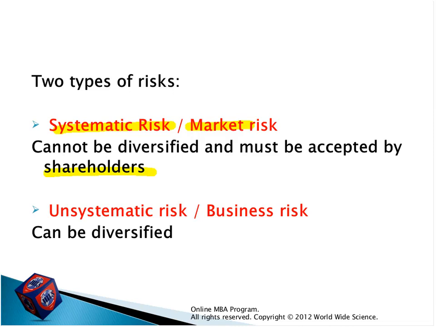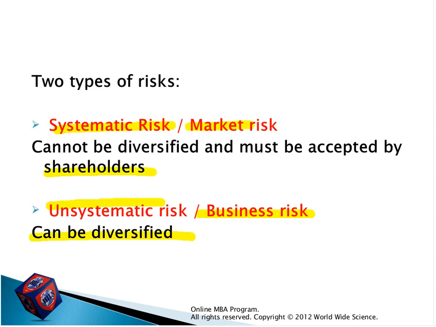Like market risk, say the fluctuations of the currency in the country, or the competitors, where we have some monopolies in the markets, or some financial crisis. All these market risks, the shareholders must accept because they cannot impact those risks. And we have some unsystematic business risks, which can be diversified. These are business risks that we actually can manage in our company.